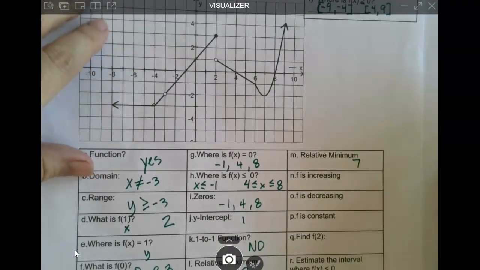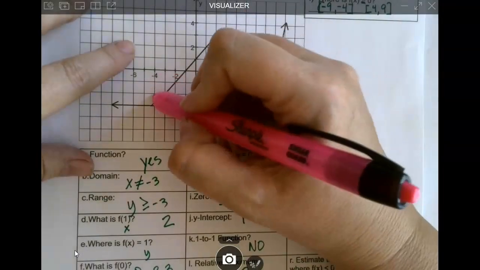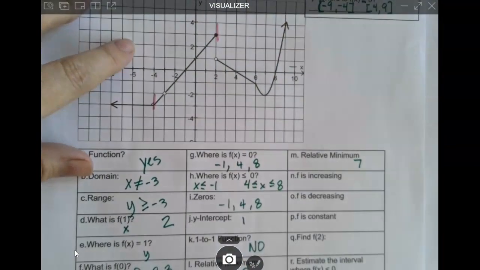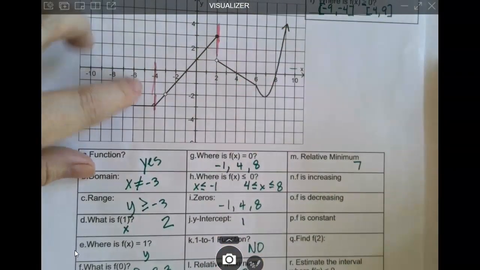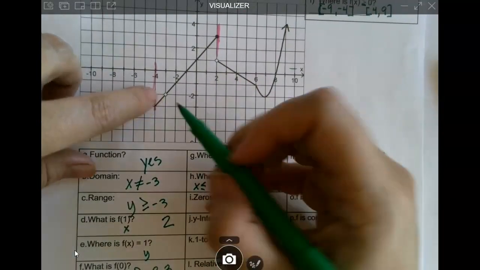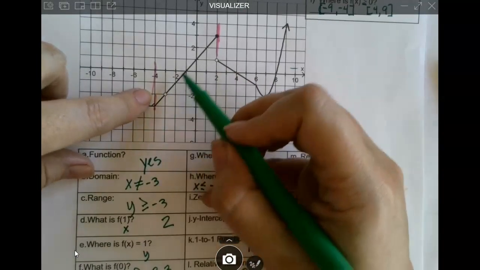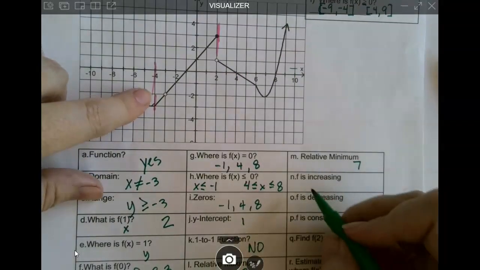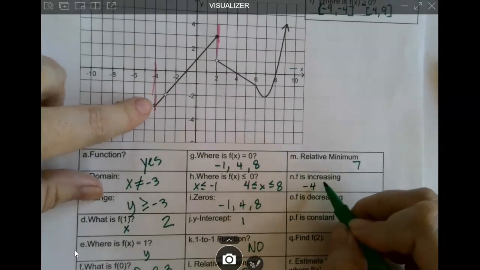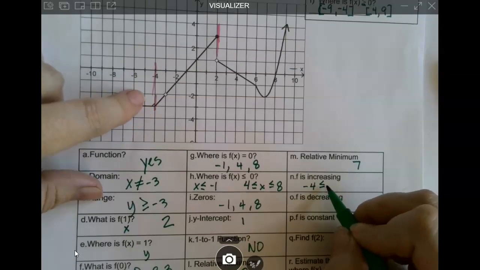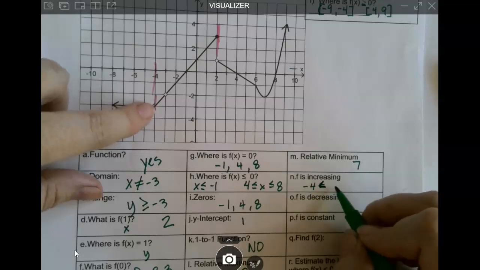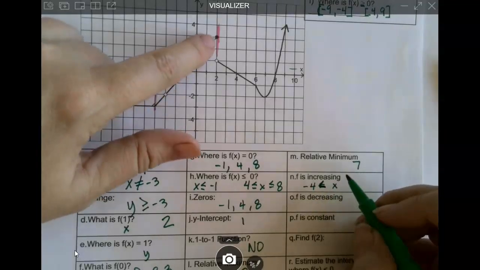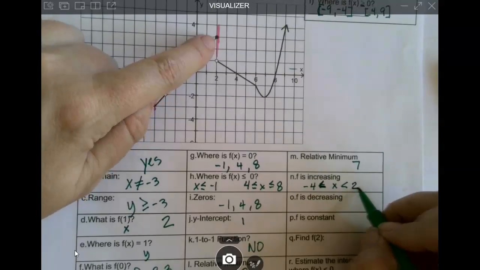Now, where is it increasing and decreasing? Well, I'm going to look for uphill parts. Uphill parts start right here, and this part right here is uphill, going uphill. So that goes from -4 to 2. Not including this little guy. Well, this little guy right here, we can go ahead and just include it because it is increasing in that whole area. So -4 less than or equal to, now we could just do less than because it shouldn't probably include this bottom point. So -4 less than x all the way up to 2, less than 2.